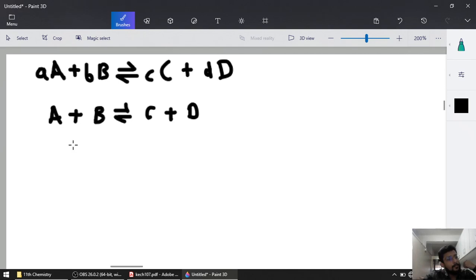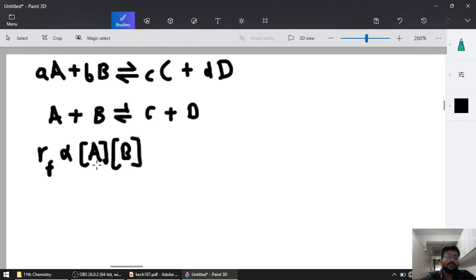More reagent, more speed. Less reagent, less speed. That means reaction speed depends on the amount of reagent. So for the forward reaction, RF, it is directly proportional to the concentration of reagent. So concentration of A and concentration of B. That square bracket represents the concentration.